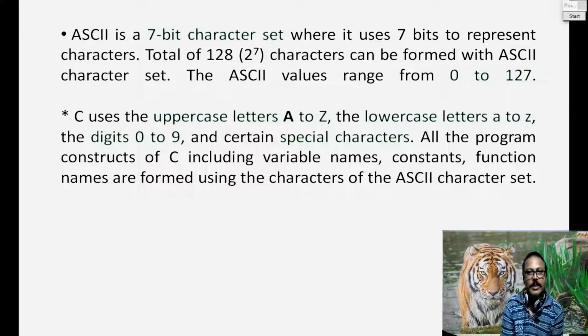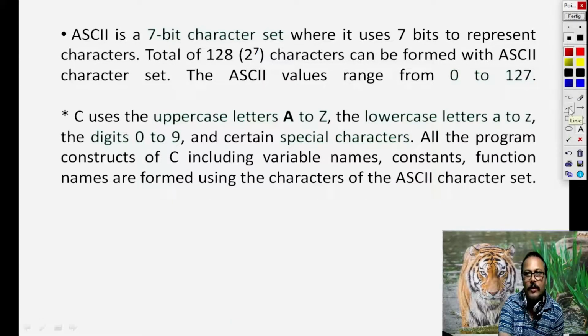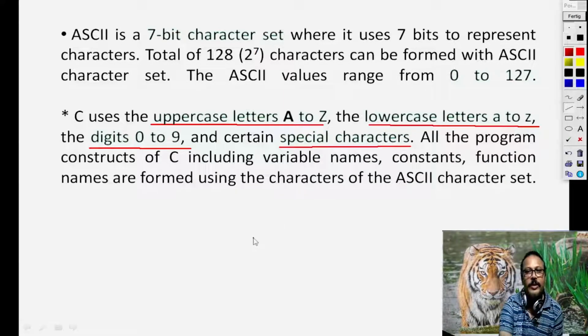So ASCII is a 7-bit character set. Values range from 0 to 127. Here you can see uppercase letters A to Z are represented, lowercase letters a to z are represented, digits 0 to 9 are represented, and special characters are represented.